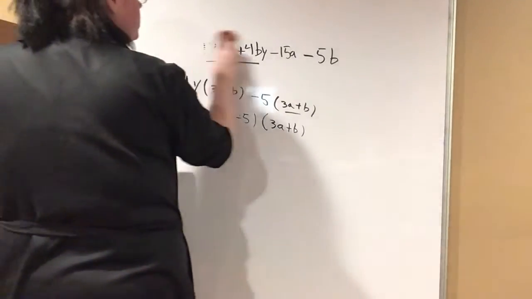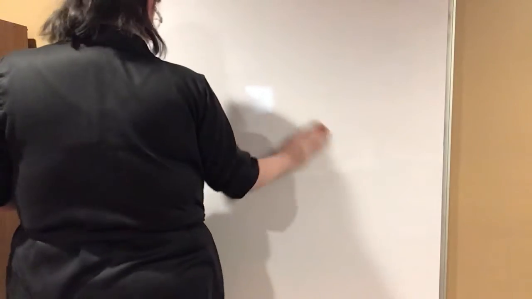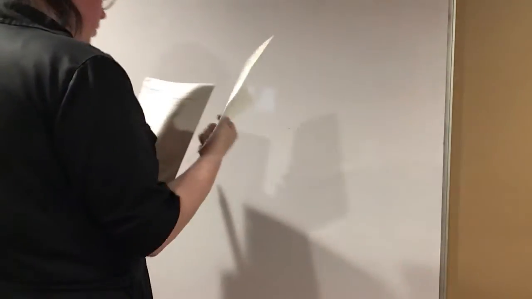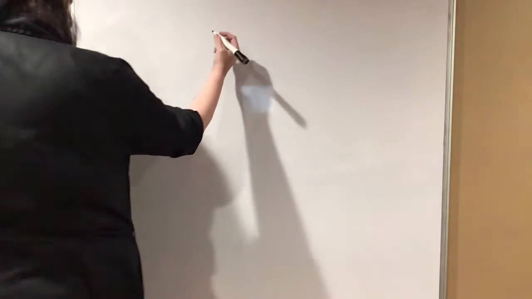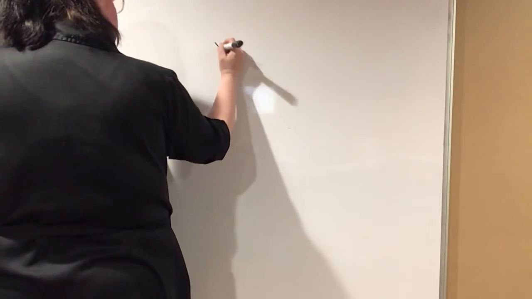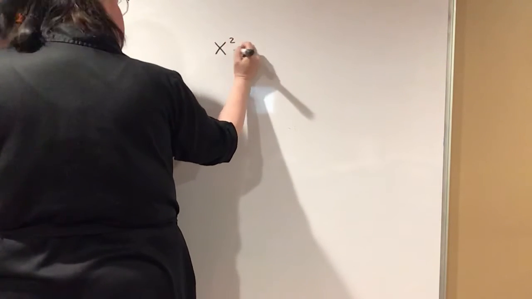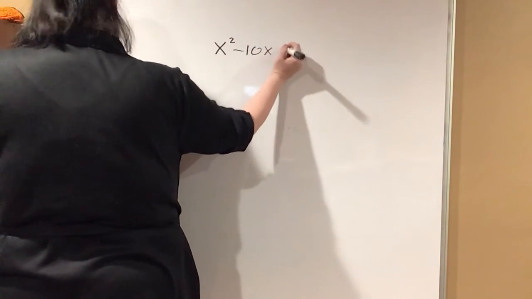I'm losing my voice. So that's simple factoring. But what if we get into this one? Sorry, I'm running around in circles because I don't know where my paper is. This is called factoring trinomials. So this means we have 3 terms. If I'm given one that looks like this, x squared minus 10x plus 16.